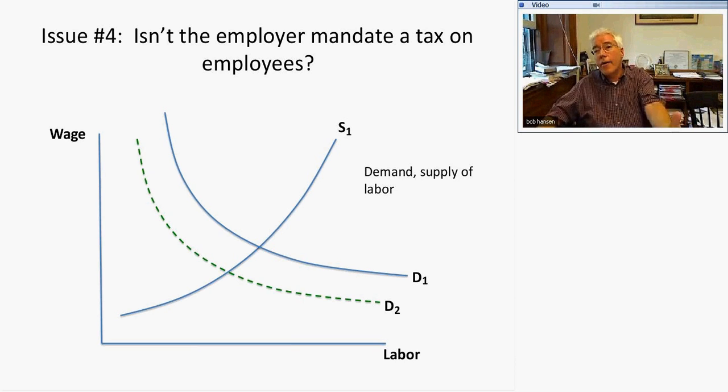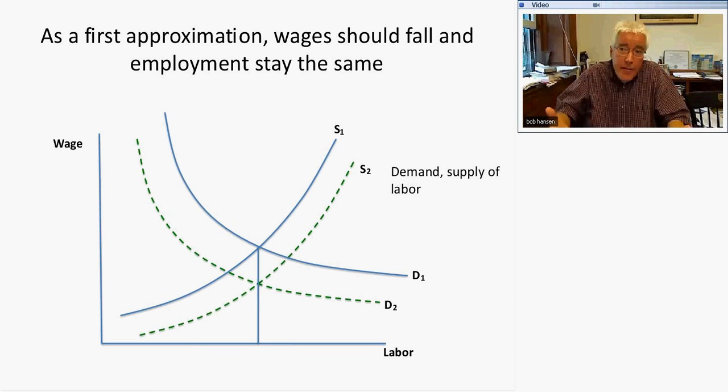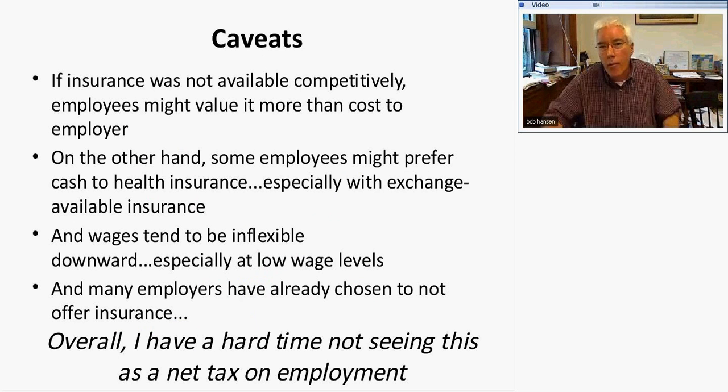If I have to provide something else to employees, I'm mandated to do that, I'm willing to pay less to hire workers. However, if I'm offering a benefit to my workers, that's something that they value. So at the same time that the demand is dropping down, the supply is shifting outwards. And in a perfect world, as a first approximation, all that should happen with an employer mandate is the wage should fall by the value of the insurance. So part of your payment is going to be in cash, and part of your payment is going to be in the form of insurance. And the quantity will remain unchanged. That's, of course, in a perfect world.